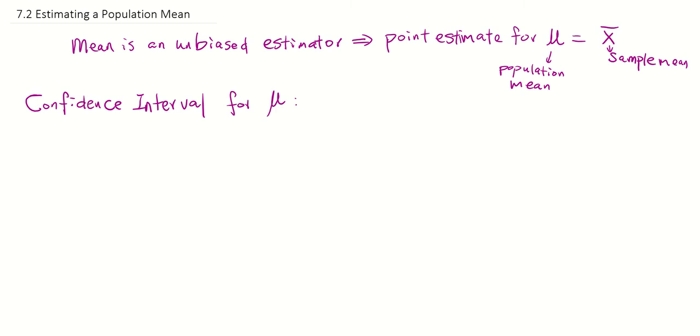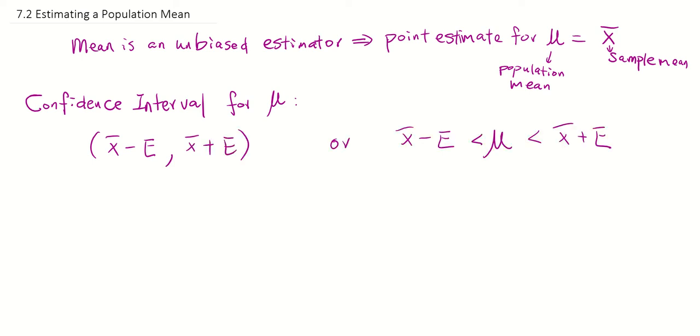And the confidence interval for the population mean mu is the sample mean minus E, which is the margin of error, to the sample mean plus E, the margin of error. Or you can say the population mean is greater than the sample mean minus the margin of error, and less than the sample mean plus the margin of error.